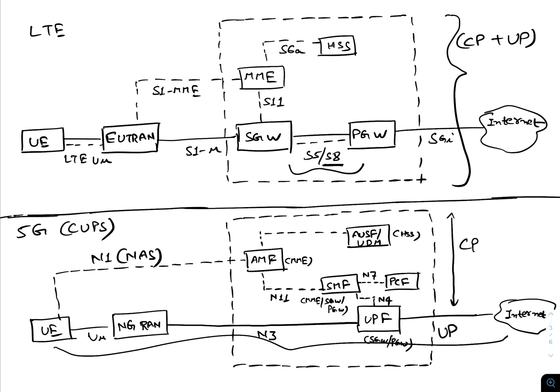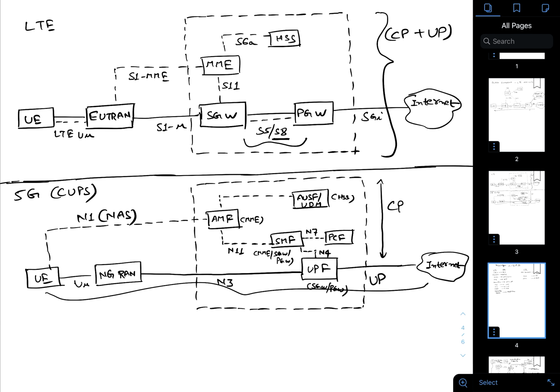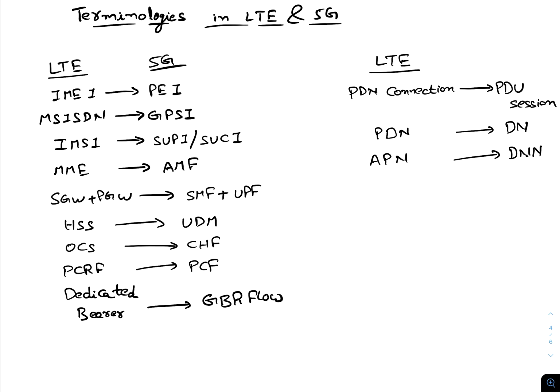I hope the basic core LTE architecture and the introduction to the 5G CUPS architecture are clear from this lecture. If you want to see more on the abbreviations, I have some here. In LTE, IMEI is called PEI in 5G. MSISDN is called GPSI in 5G. IMSI in LTE is called SUPI or SUCI in 5G. MME is AMF in 5G. SGW plus PGW is SMF plus UPF. HSS is called UDM. OCS is CHF. PCRF is PCF. A dedicated bearer in LTE is called a GBR flow, which is guaranteed bitrate flow. And a PDN connection is called a PDU session. PDN is DN, and APN is called DNN in 5G.